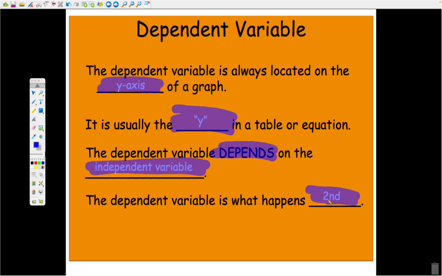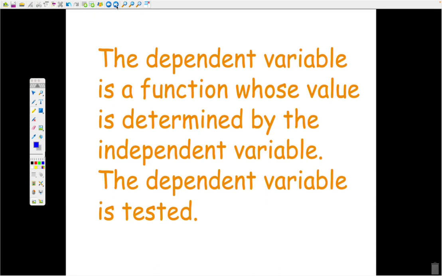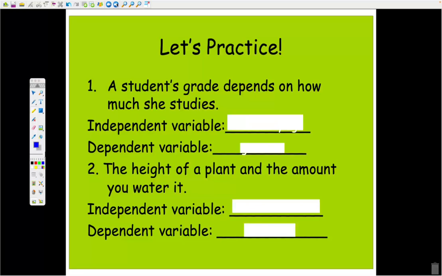The best way for me to explain this is for you to practice. So I have a few scenarios on here. You'll see if you can figure out which one is which. And you have to sometimes think it through. And I find sometimes it's easy to say what it's telling you, and then you can think, oh, this depends on the other. Like, the number of shoes you buy depends on how much money you have. Okay, there you go. Dependent variable is a function that's determined by the independent. I just said that. So let's practice.